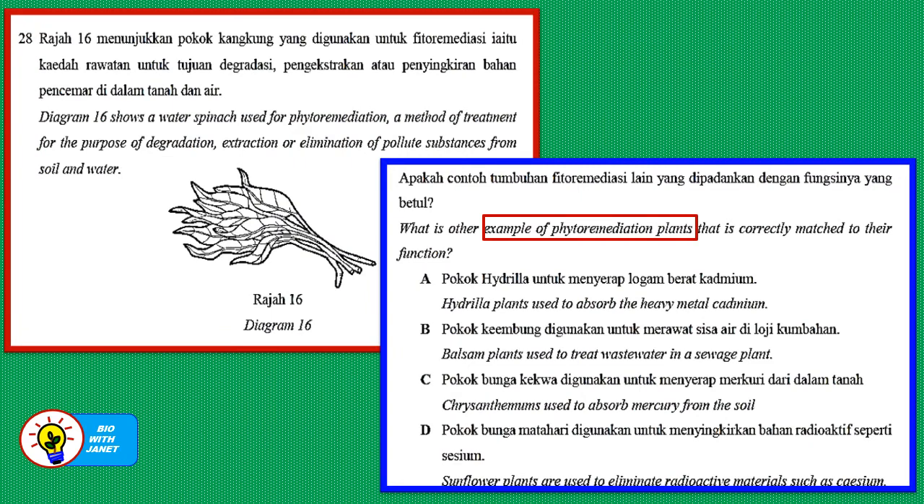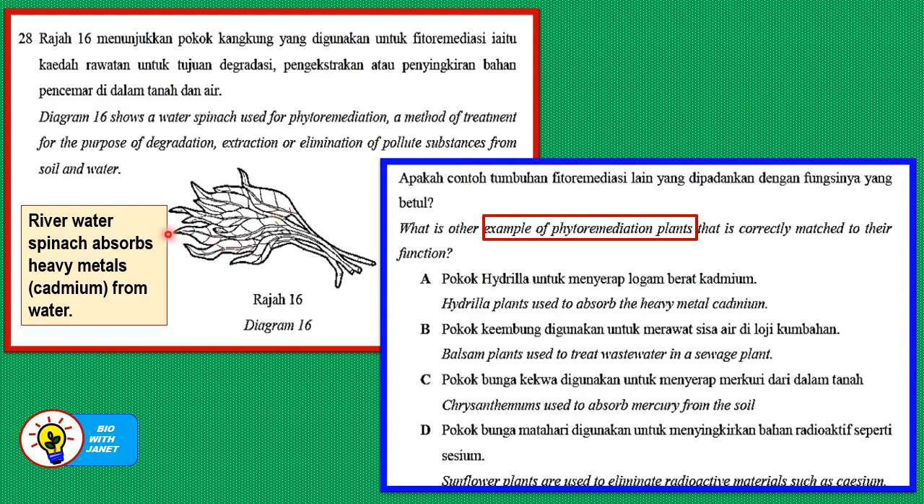Question 28. Diagram 16 shows water spinach used for phytoremediation, a method of treatment for the purpose of degradation, extraction, or elimination of pollutants from soil and water. So this is the river water spinach, which absorbs heavy metals like cadmium from water. So it is used in phytoremediation, a method of treatment to extract or eliminate the pollutants from water by using plants to absorb these substances, the pollutants like heavy metals, so that the level of pollution in the soil or river water or other bodies of water can be reduced.